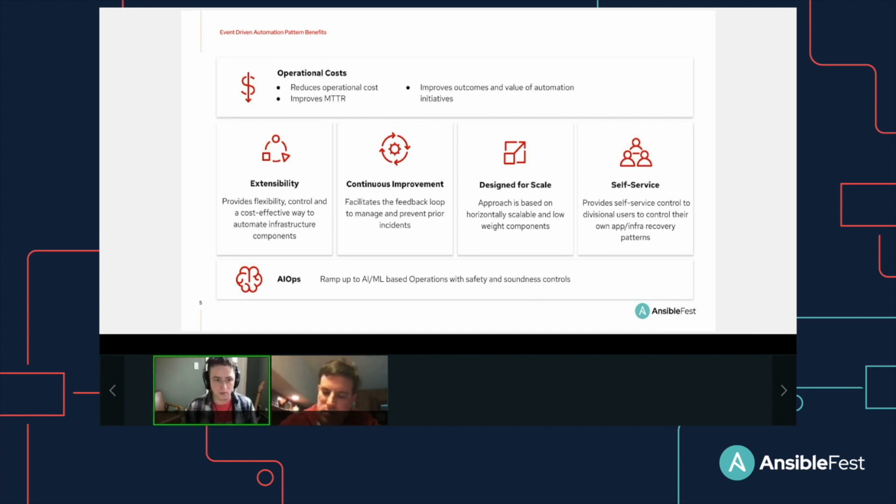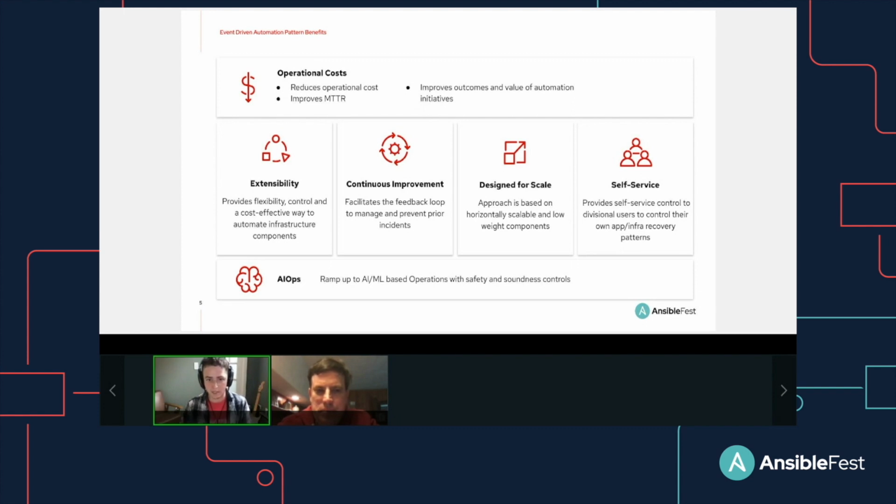In our experience doing self-healing infrastructure for companies, the solutions that we've developed have been extensible, meaning that it's allowing customers to control and expand their platform for event-driven automation. Continuous improvement, which is basically just that as the system grows, you're able to have that feedback loop and get those incidents remediated based on prior history.